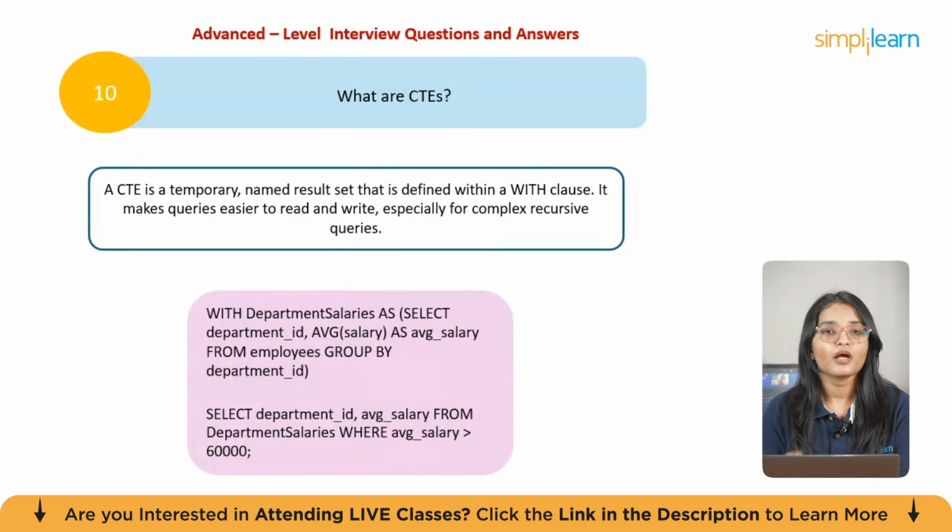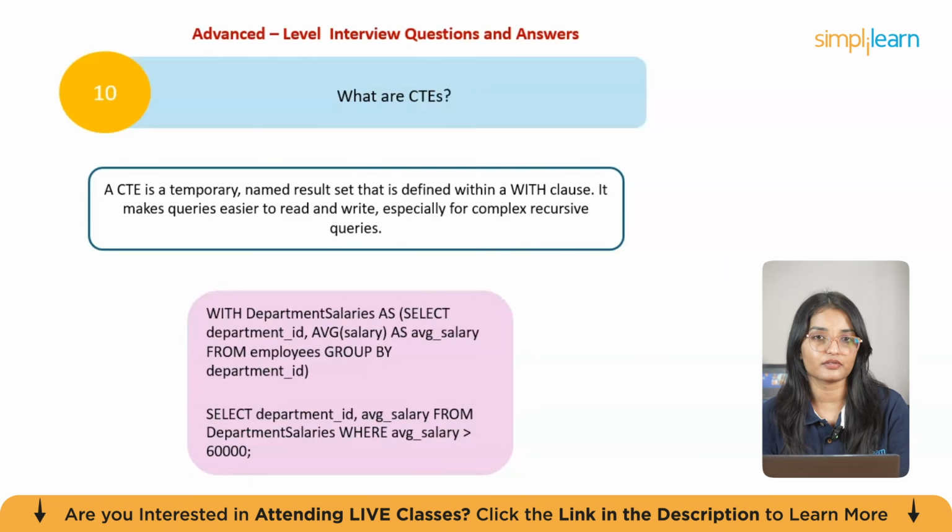The example: with department_salaries as (select department_id, average salary as average_salary from employees group by department_id) select department_id, average_salary from department_salaries where average_salary is greater than 60,000.